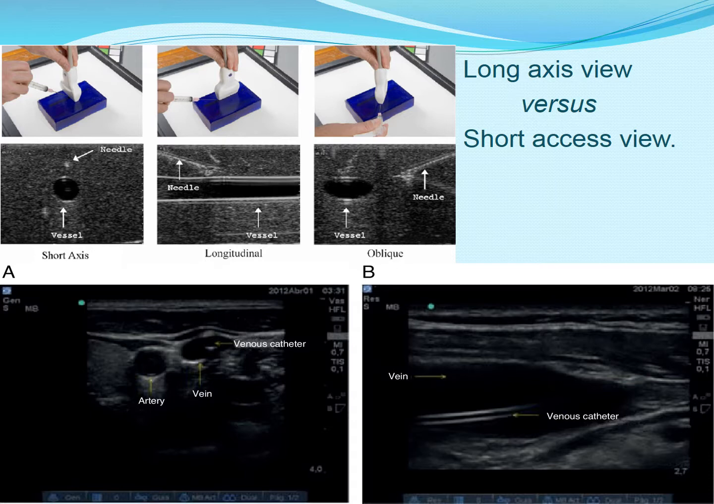allows you to see the vessel from a parallel side. You're looking directly at the vessel, looking down. So if you look at the bottom right screen, you're able to see the needle that gets cannulated directly into the vessel using a longitudinal view. On the left-hand side, you're able to see your artery versus vein using a short axis view.